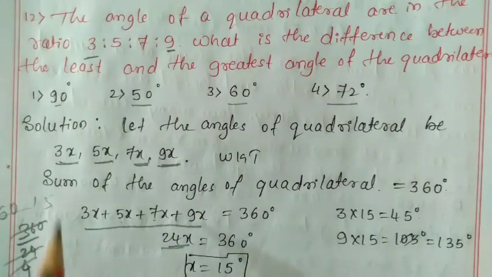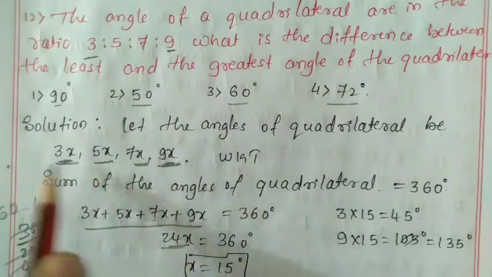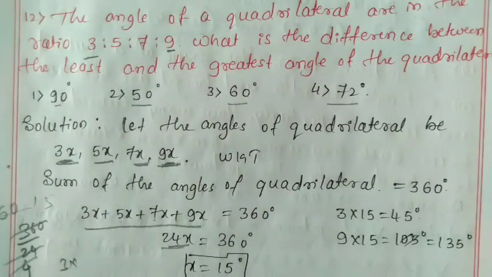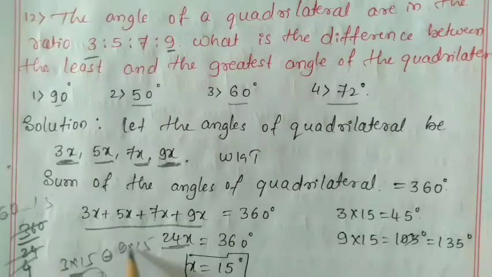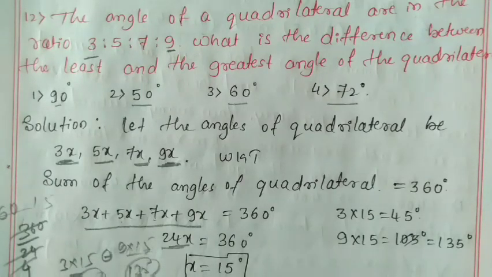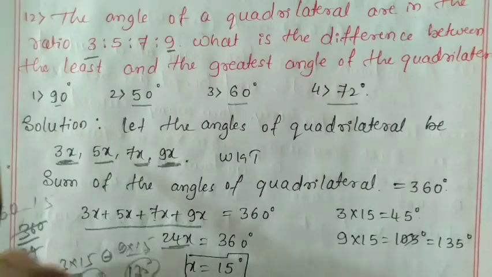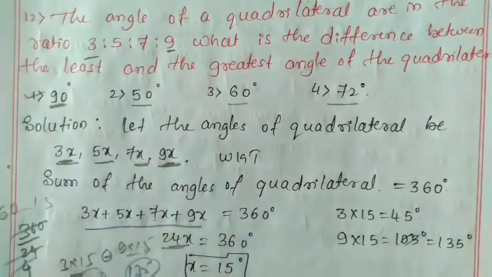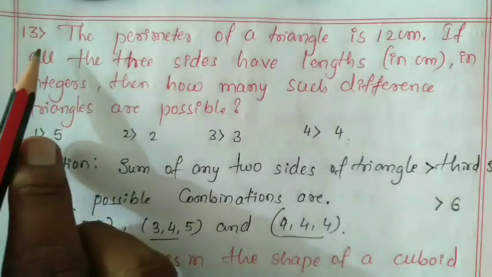Then you can find the value of 3x and 9x. 3x means 3 into x, which is 15, and 9 into x is 15. So 3x is 45 and 9x is 135, right? So 135 minus 45, the difference you get is 90. The correct option is the first one, that is 90. So dear students, I hope you understand. Next I will go to the 13th question.